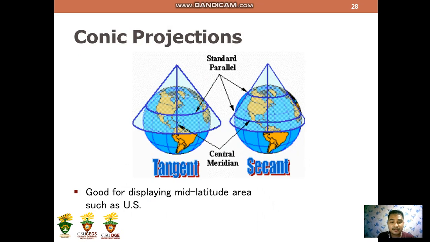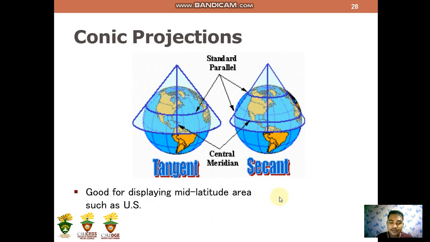For conic, this is the form when it is tangent: only one parallel touches the cone. The cutting line that I mentioned before is the central meridian. For the secant, two parallels touch the cone.